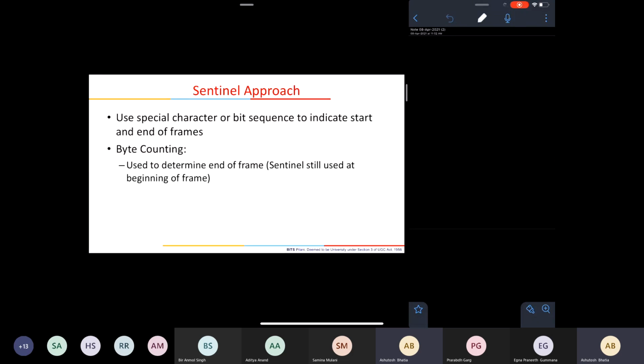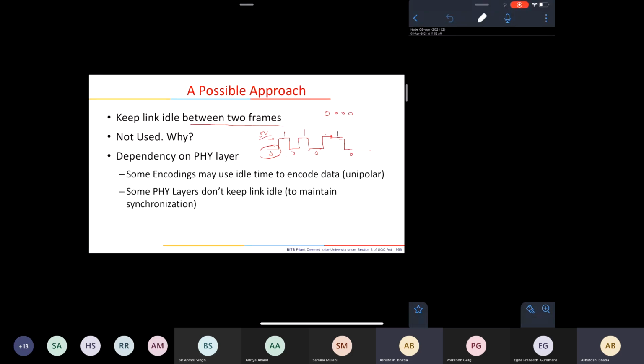So probably you would be receiving 0 0 0 0 1 1 1. Now, is the message 0 1 1 1 and this is the idle portion, or is this whole thing 0 0 0 and this is the message only? You really don't know. We want to keep the MAC layer completely independent of the physical layer. It should not depend on the physical layer properties, such as what kind of encoding technique the physical layer is using, to decide how framing will work. So that's why keeping the link idle sometimes does not work.